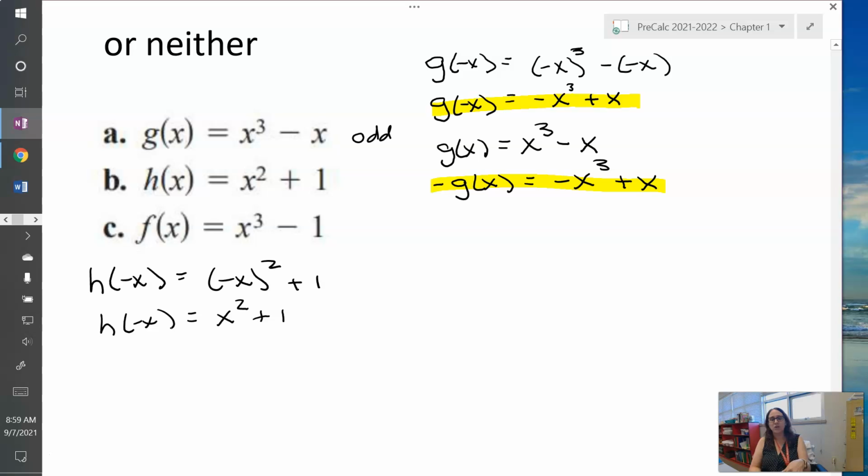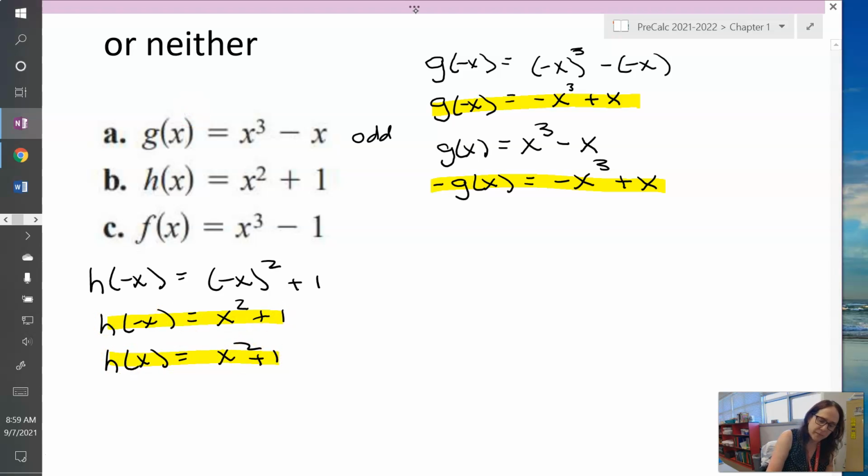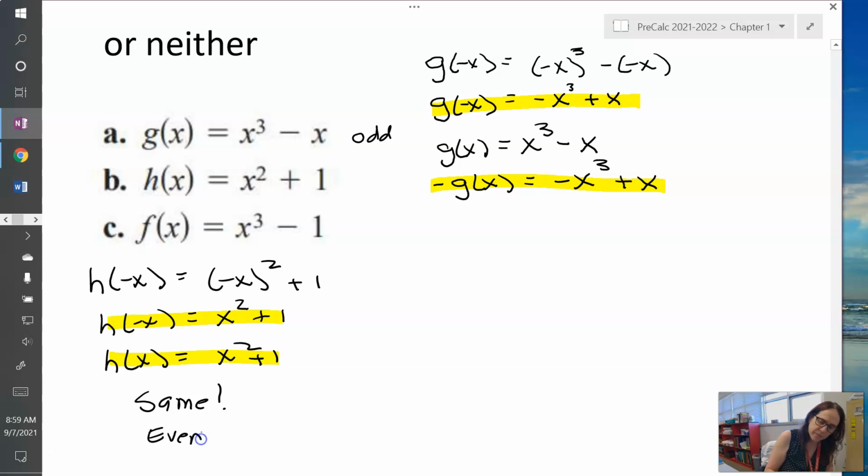Compare that to my original h of x. I'm just going to write that down here. H of x was given to us as x squared plus 1. These are the same. Therefore, this one is even.